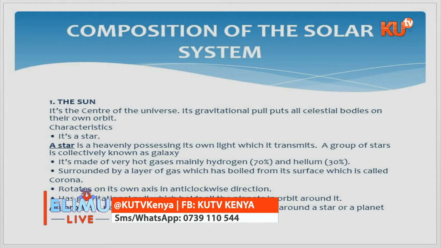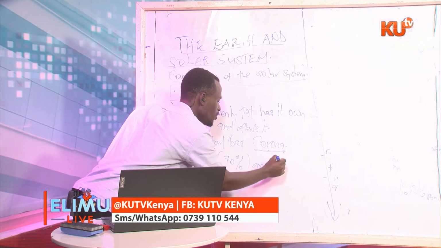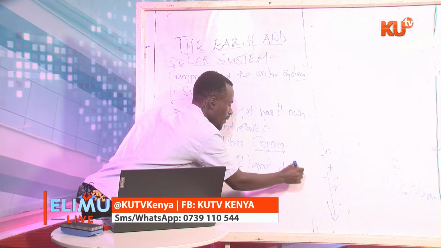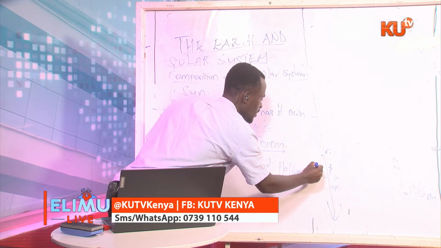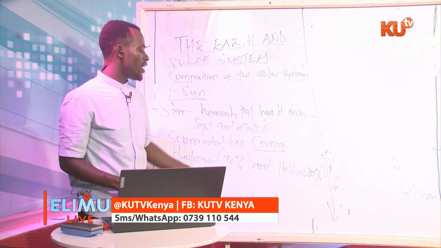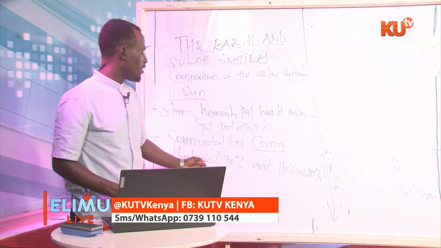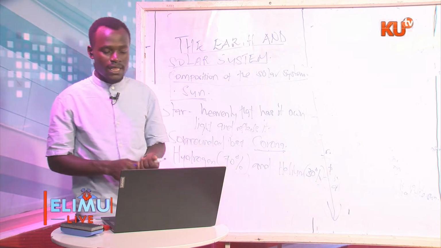Number three, the sun is made up of two gases. Number one, it is made up of hydrogen gas that is 70%. Remember, the hydrogen gas is 70%. And also we have helium. Helium is 30%. Now, the sun is made up of hydrogen and helium. Hydrogen is 70%, and the helium is 30%.